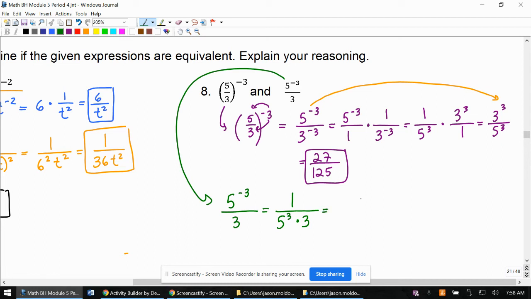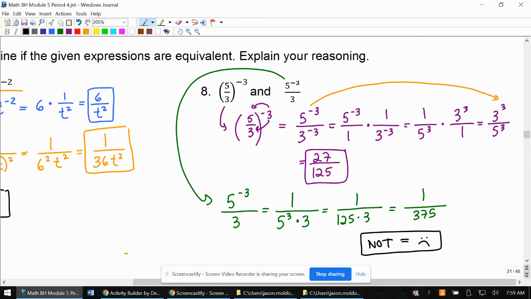And now I'm going to keep simplifying. 1 over 125 times 3, which is 1 over 375. So yet again, these are not equal. These are not equivalent. This is, I believe, the third example that illustrates we have to be careful in how we read or interpret a problem.